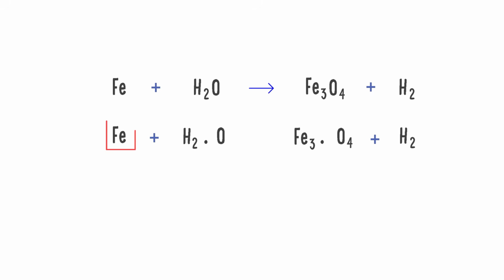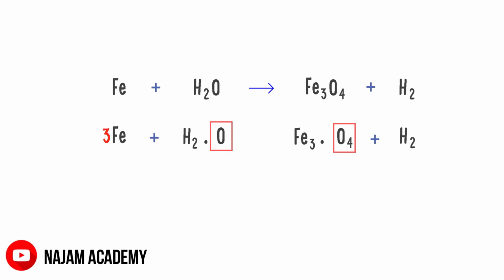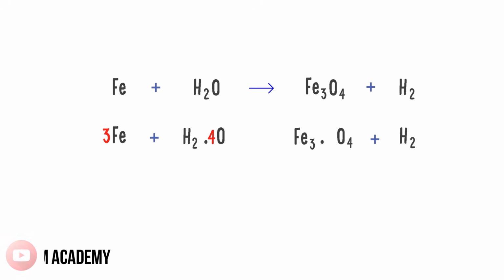Here there is 1 iron atom while there are 3 iron atoms. So multiply this iron by 3. There are 2 hydrogen atoms and also 2 hydrogen atoms. Here 1 oxygen atom and there are 4 oxygen atoms. So multiply oxygen by 4. Also multiply this hydrogen by 4. 2 into 4 is equal to 8. Here are 8 hydrogen atoms.